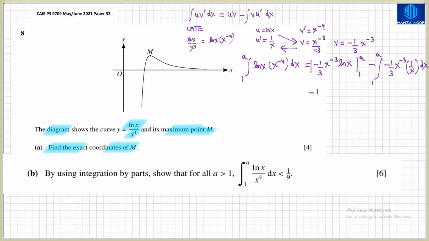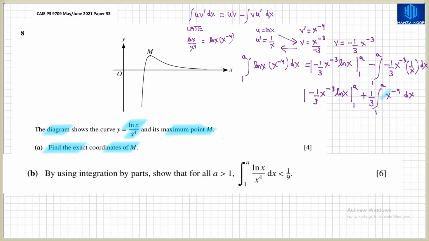So now we can say that minus 1 over 3 multiplied by x raised to the power minus 3 multiplied by ln x with upper limit a, lower limit 1, and then plus, taking 1 over 3 as a common term outside, the integration of x raised to the power minus 3 divided by x. So this is supposed to be x raised to the power minus 4, and this will be integrated with respect to x with upper limit a, lower limit 1. So far we have achieved this.